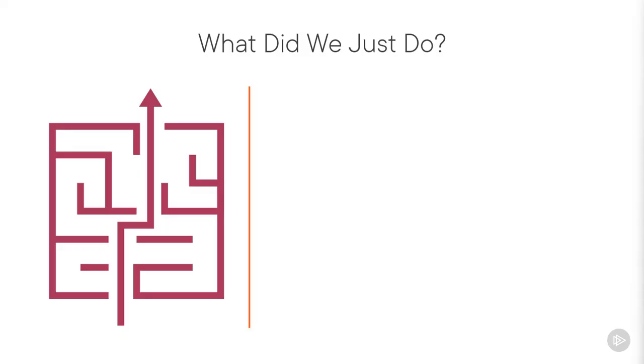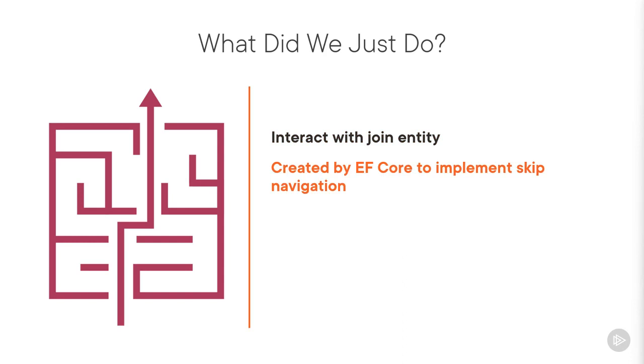In the demos that we just saw, we first learned how we can interact with the join entity that EF Core has created for us under the covers to implement the skip navigations for the direct many-to-many relationship between orders and items. What we saw here was that even though we don't necessarily think about it, EF Core will indeed create an entity to implement this relationship, and it does so by using property bag entities.